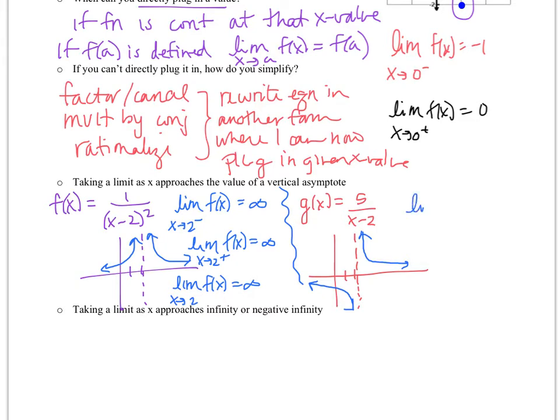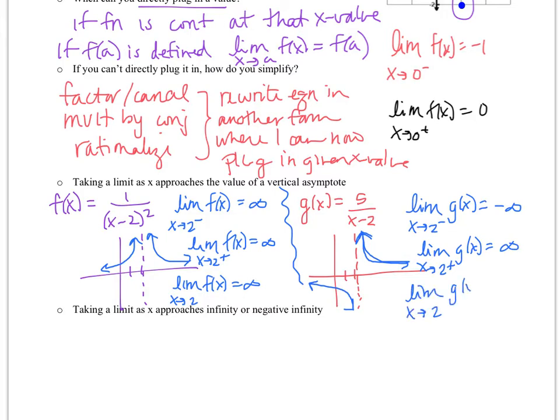So if I were to ask you the limit as x approaches 2 from the left of g of x, well, from the left, my graph is going down to negative infinity. If I were to ask you the limit as x approaches 2 from the right, coming in from the right like this, my graph is approaching positive infinity. Since these are not equal, the overall limit as x approaches 2 of my function does not exist.